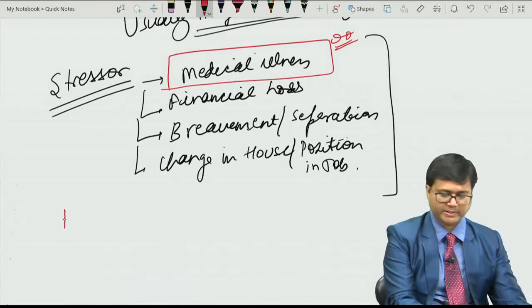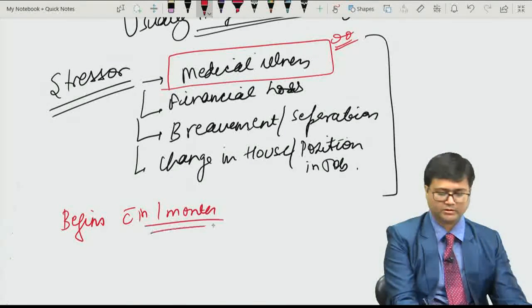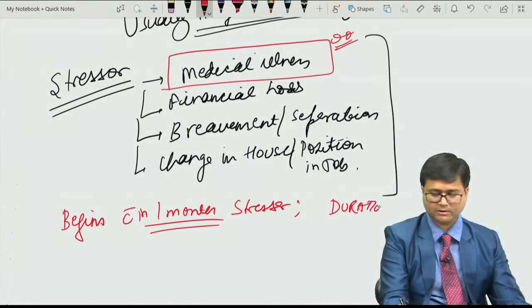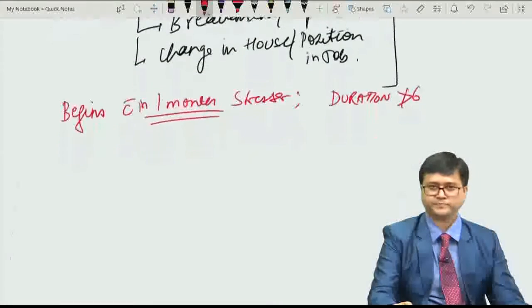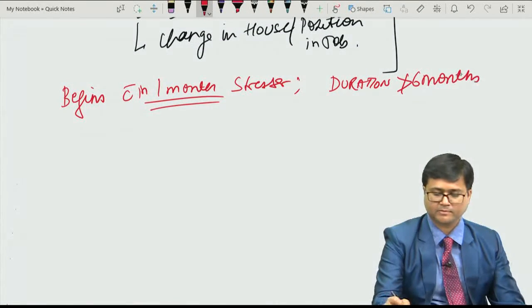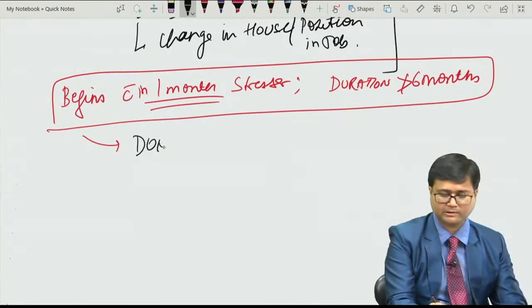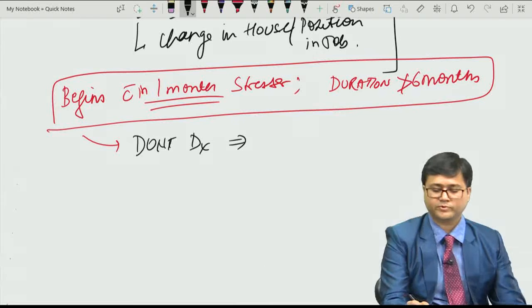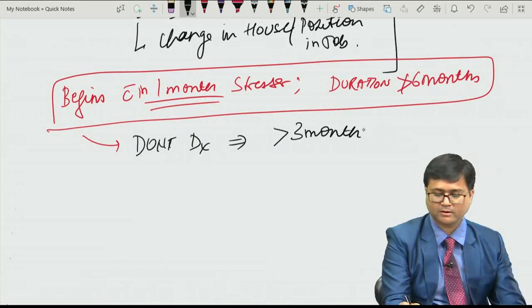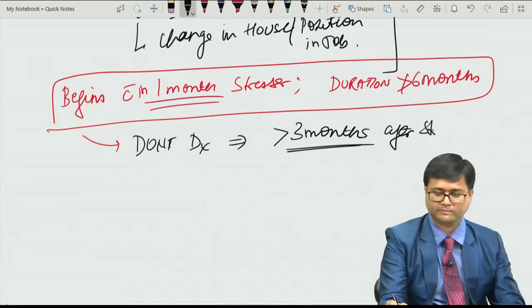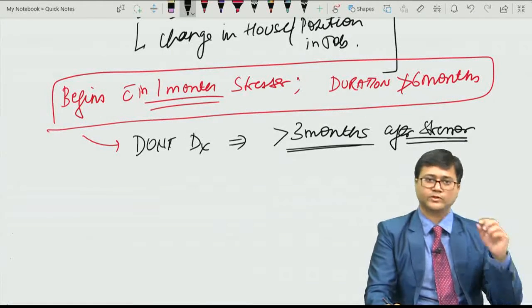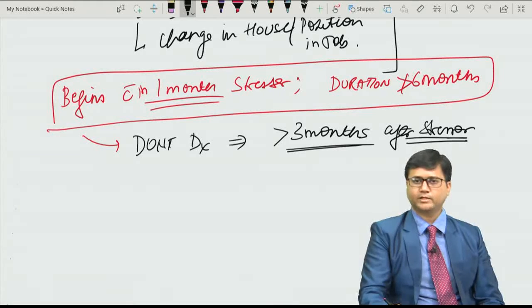Now usually it begins within 1 month of the stressor, and generally the duration is not more than 6 months, and we generally don't diagnose adjustment disorder if it occurs more than 3 months after the stressor. So these are some of the important durations required for making a diagnosis.